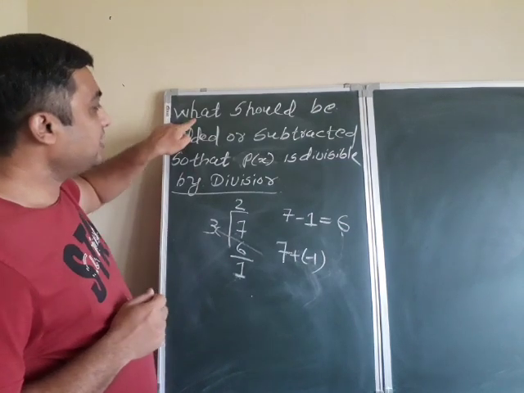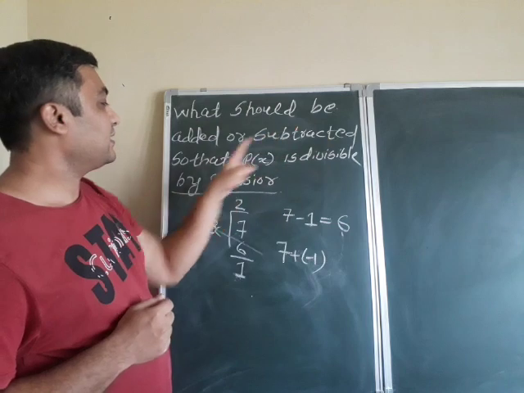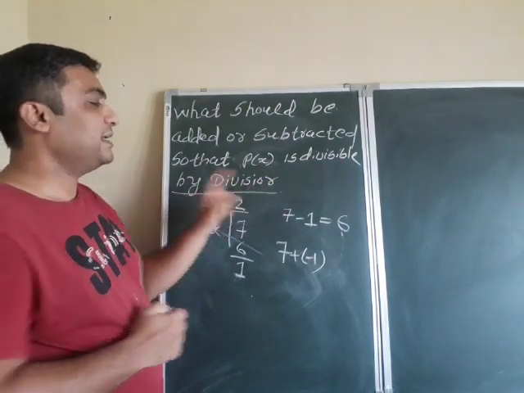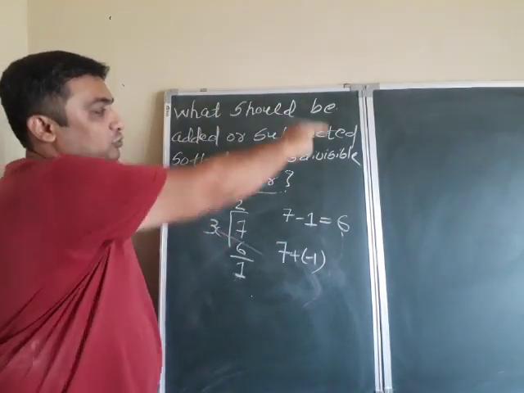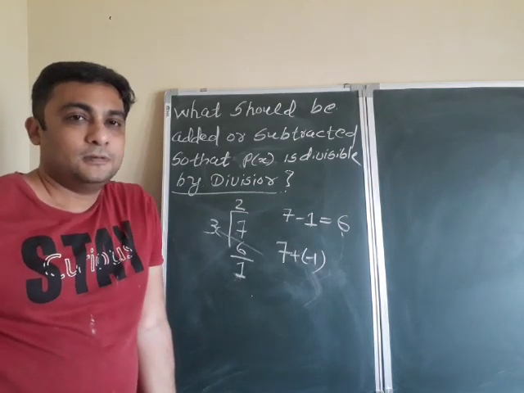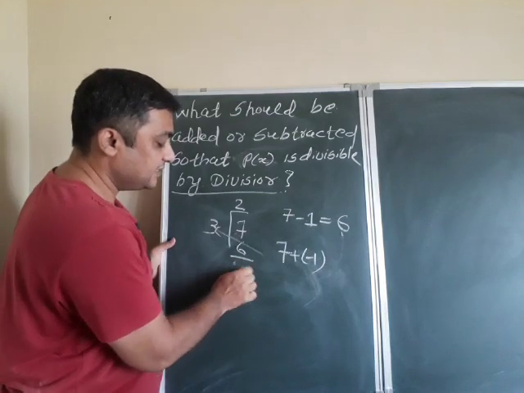Understood? So here see the title: what should be added and subtracted, show that p of x is divisible by divisor. This is the question. Okay, so please write down this thing. Give a title and see, this is only fine in case the remainder is 0.